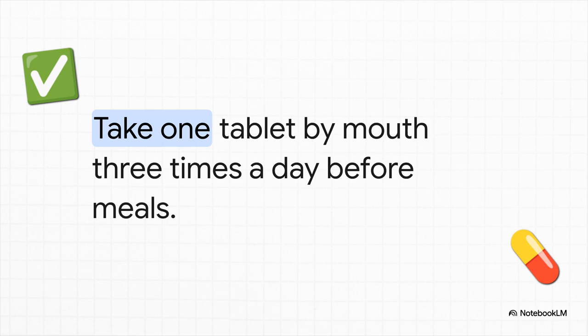Understanding that PO means by mouth, TID means 3 times a day, and AC means before meals is the absolute key here. Recognizing these combinations ensures accurate, safe patient care every single day in the pharmacy. Remember, every single abbreviation you decode correctly is a potential error you just prevented.